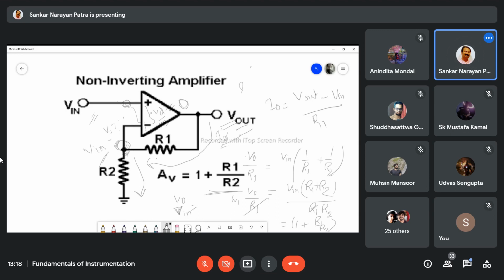If you consider R1 and R2 as the same resistance, then the gain is 2. If you consider R1 is 0, meaning a short circuit, then the gain will be 1. That is called a voltage follower. Whatever the input voltage, you will find the output voltage the same.